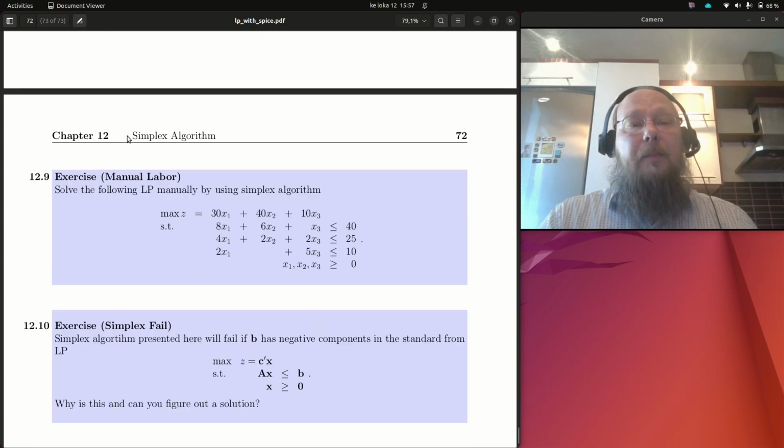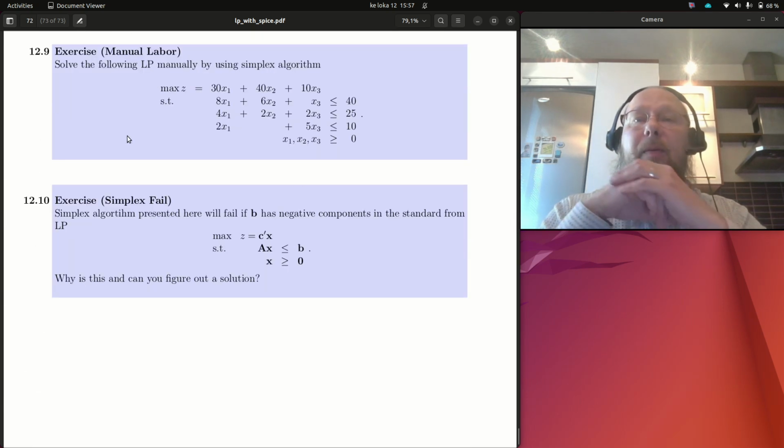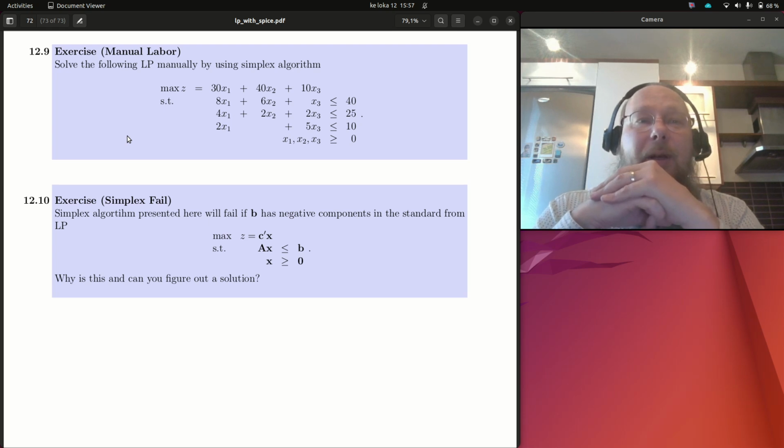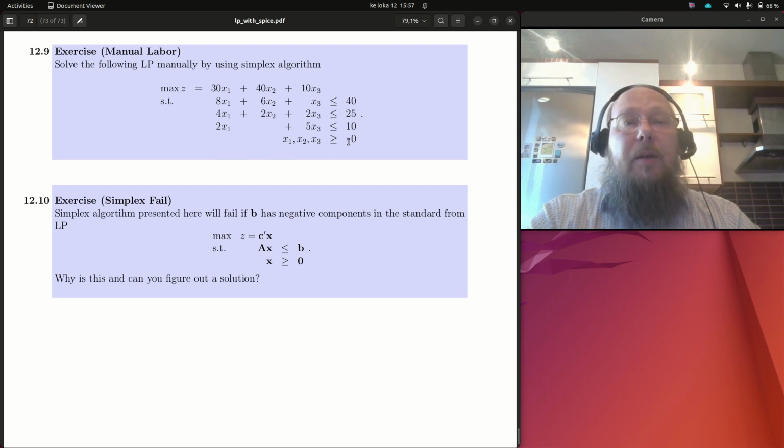Then we have a couple of final exercises. So exercise 12.9, exercise manual labor. So yes, now you have seen how to use the simplex algorithm, so do it once yourself. So there is a following LP given in a standard form actually, so solve this by using simplex algorithm. It's hard work, I promise you.